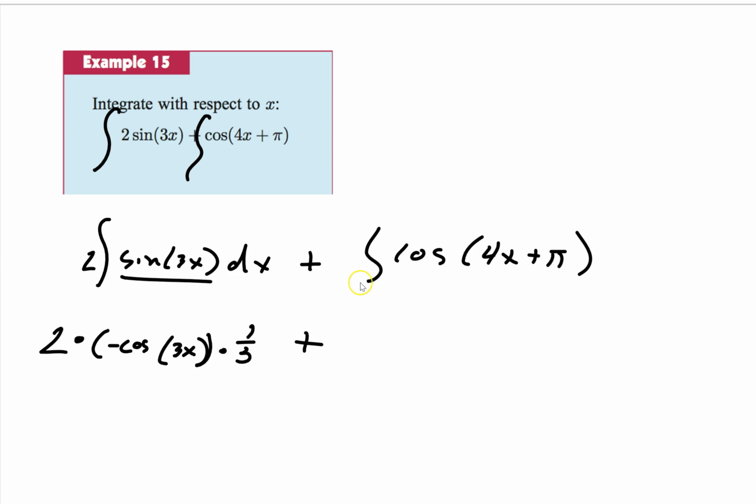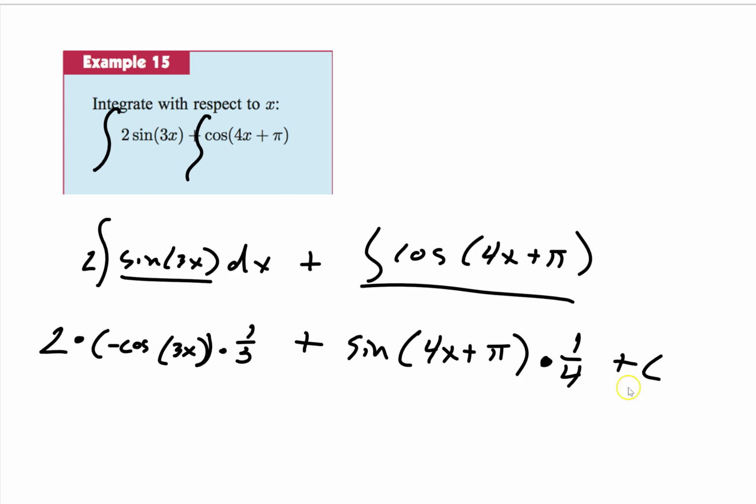Plus, same thing here, right? Integrate the outside, integral of cosine is just basic sine. Leave the inside alone. And then divide by the derivative of the inside. Now, again, pi is just a number. It looks funky and it's cool looking, but it's just a number, so it goes away. The derivative of that is 0. Derivative of this is 4, so we're going to divide by it, 1 over 4. Then we get the plus c.